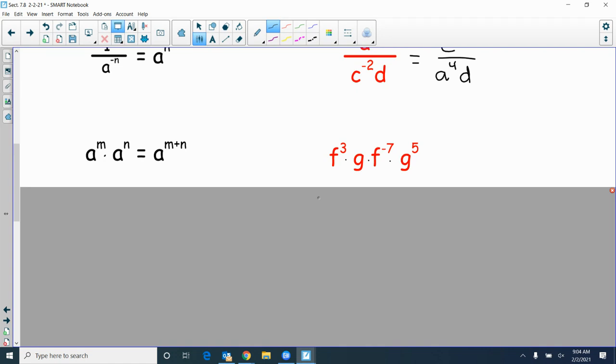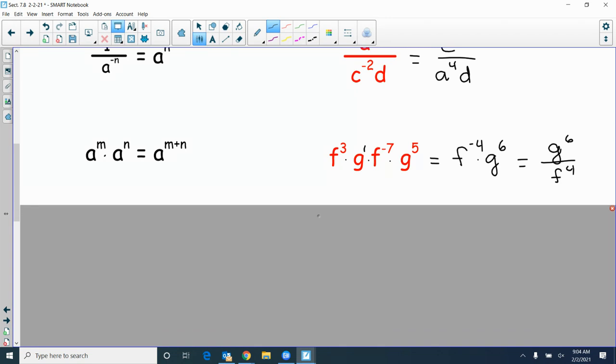As you take a look at J, Lee, what does this now become? What do I do with the 3 and the negative 7? It becomes f to the negative 4. G to the first times g to the fifth becomes g to the sixth. Now we go back to the rules we've already established. Can I leave that as an answer? Grant, why can't that be the answer? The negative number. So how do I fix it? G on top, or g to the sixth over f to the fourth. Yes, that would be your final answer then. So you cannot leave that answer with that f to the negative 4.